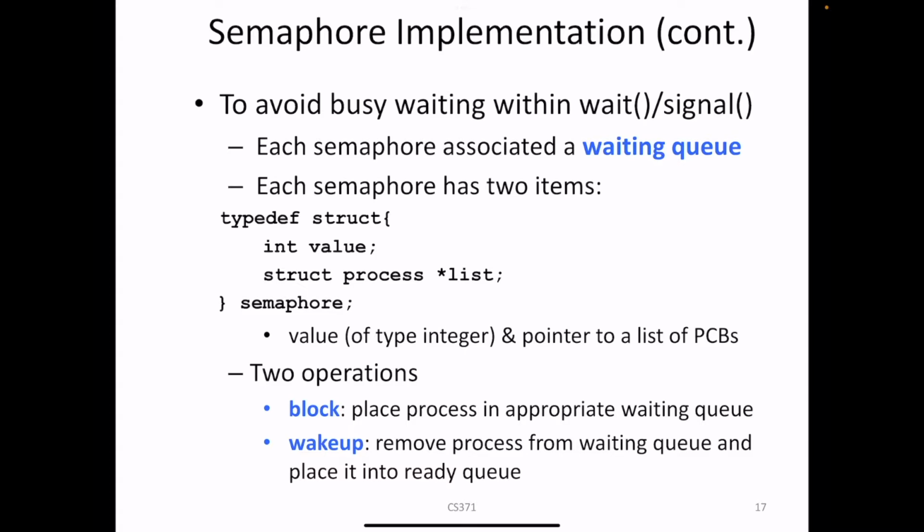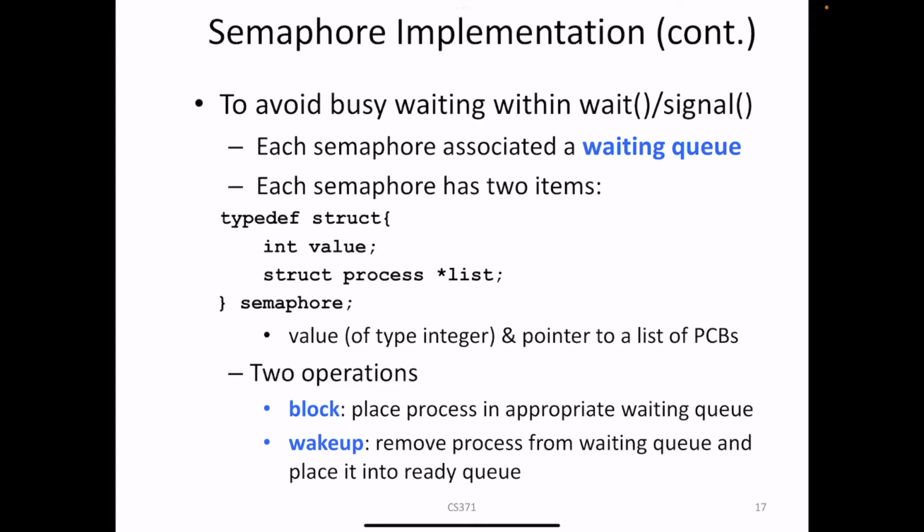To avoid busy waiting within the wait and the signal operation, how do we achieve that? We use a waiting queue, which means we associate a waiting queue with each semaphore to avoid the busy waiting within the code of the wait and the signal operations. Then we redefine the semaphore as shown in the slide. Besides the integer, we have another linked list which points to a list of PCBs. With this list, it can help us remember which processes are waiting on the waiting queue.